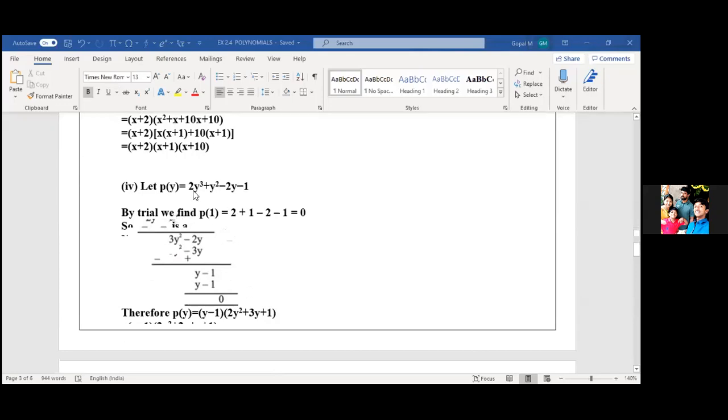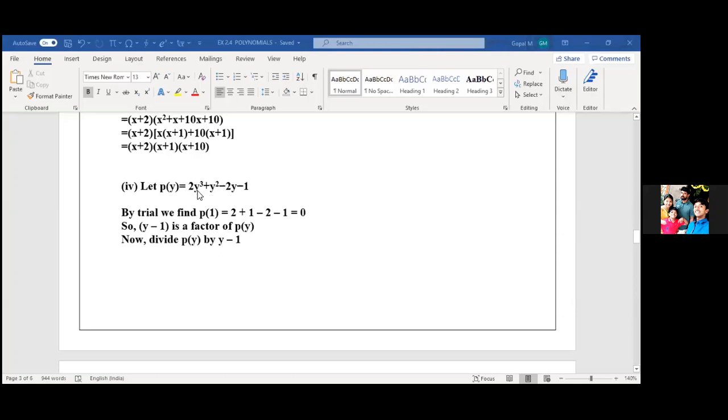Here, the polynomial has come as 2y cube plus y square minus 2y minus 1. Right now, you take the factors of minus 1, plus or minus 1 you take. So first, try to get any one factor. Since all plus and minus, all negative and positive terms are there, I'll take y value plus 1. Just check. Try it. Just check.